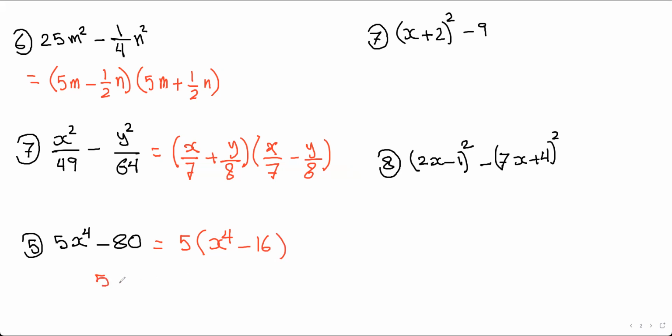So we're going to carry the 5, and this factors into x squared plus 4, sorry, plus 4, because the square root of 16 is 4. And of course, the square root of x to the 4 is x squared. And now we have x squared minus 4.